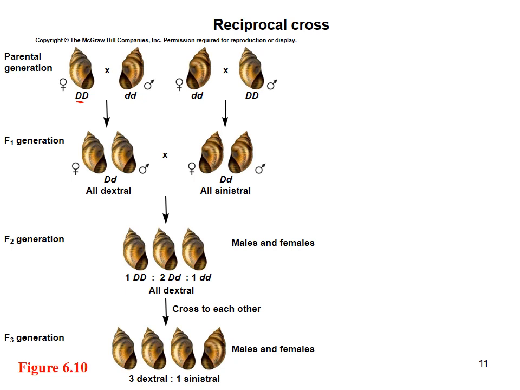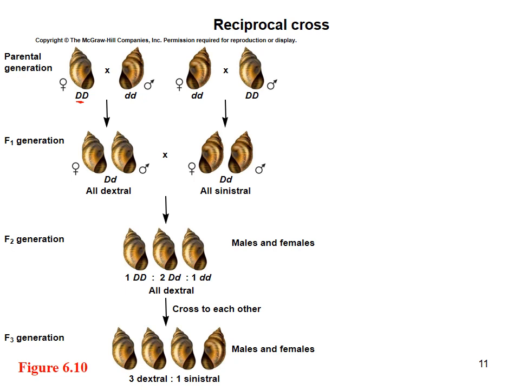The lowercase d is going to be the recessive trait. That is going to be coiling towards the left, which we like to refer to as sinistral. So sinistral is the lowercase d. That means that we're moving towards the left. And dextral is the capital D. That means that we are coiling towards the right.